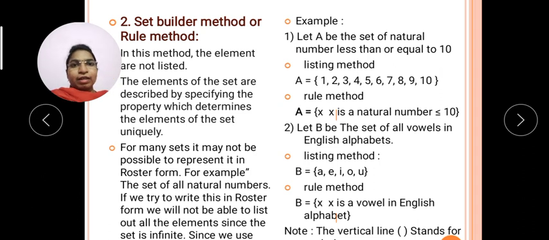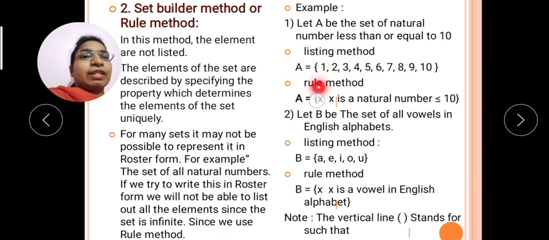Then how to specify? A specific format is also there, students. Now listen here. Let A be the set of natural numbers less than or equal to 10. What is the specific condition, the specific property here? A is the set. The name of the set is A, and the elements of the set specify the property. Which property is specified? The set of natural numbers less than or equal to 10.